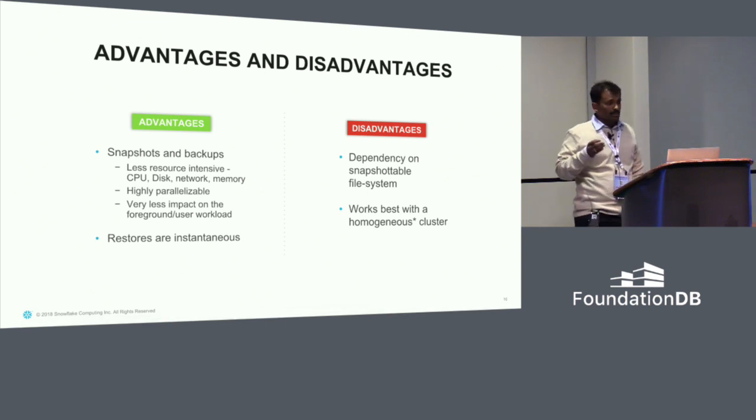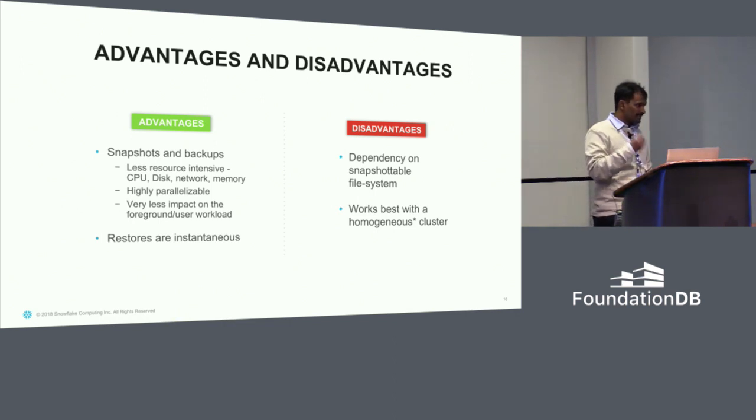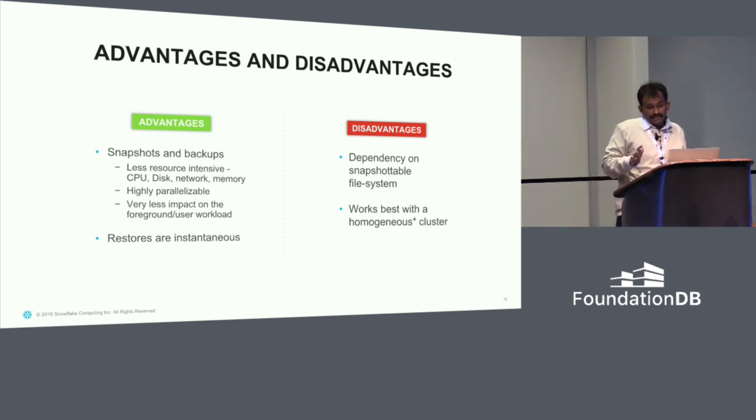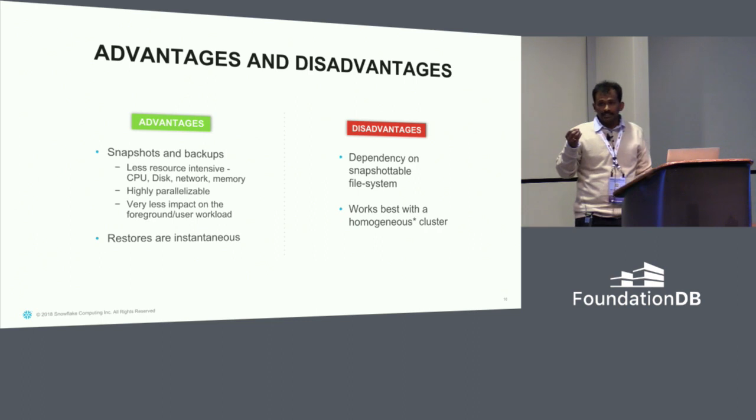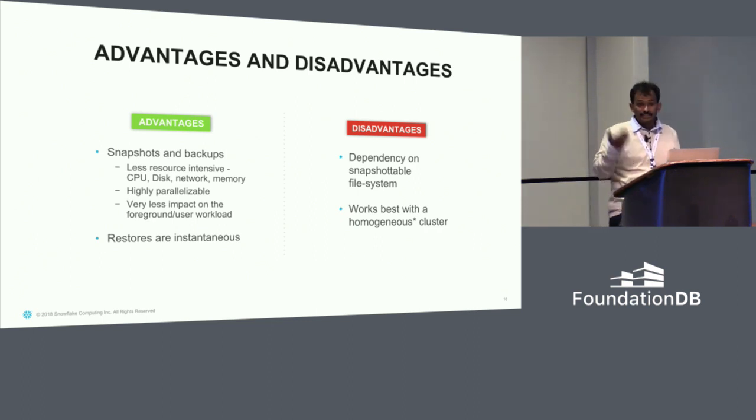On top of this, many cloud providers give you an option to snapshot the disk images, block storage, and have a copy of it available without you spending any additional resources from the production cluster. And the restores are instantaneous because you have the disk images, you just attach them to any machine or set of machines, and the cost is like recovering a cluster. The disadvantages are the dependency on a snapshotable file system, and second, the production and the backup cluster have to be somewhat homogeneous.